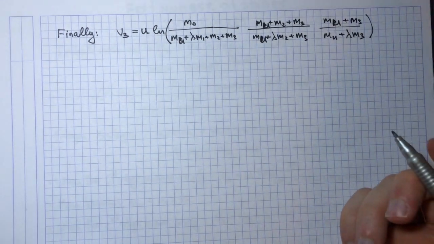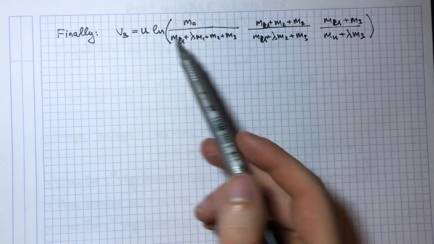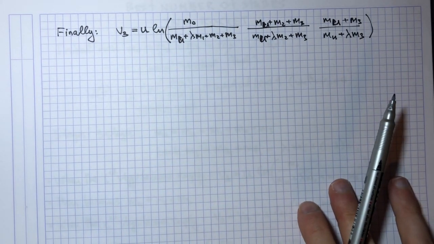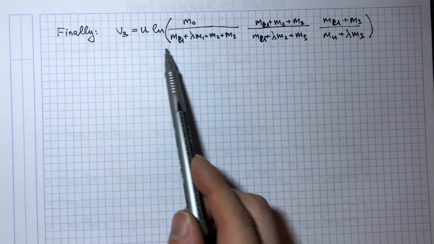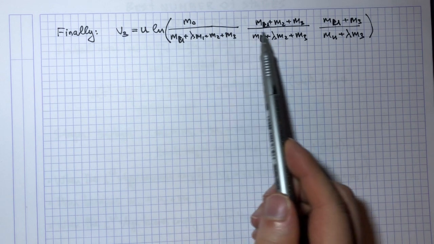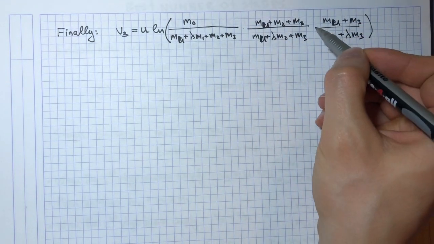Now, as a small exercise for you, I want you to check that after the third stage uses up all of its fuel, we will get this final velocity of u times ln of the product of these three fractions.